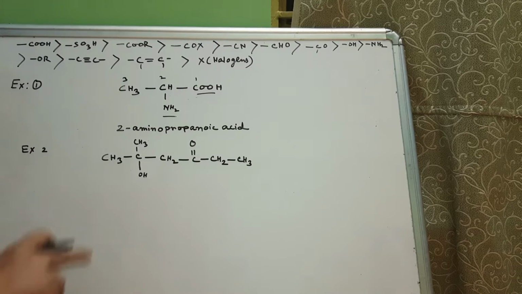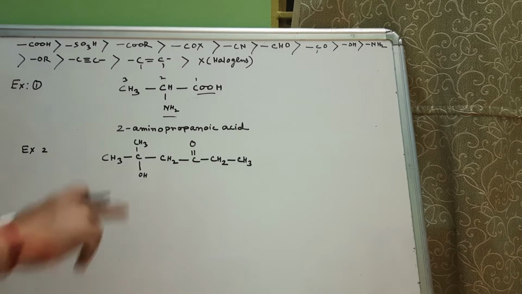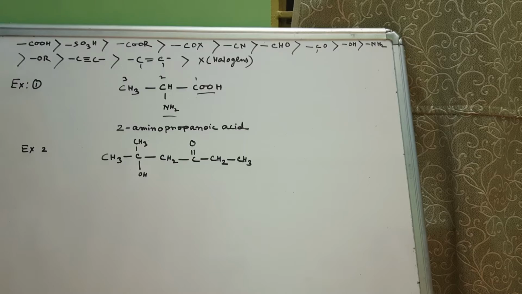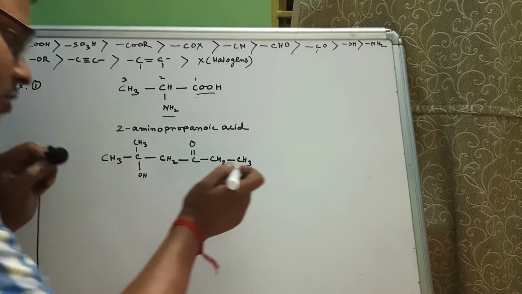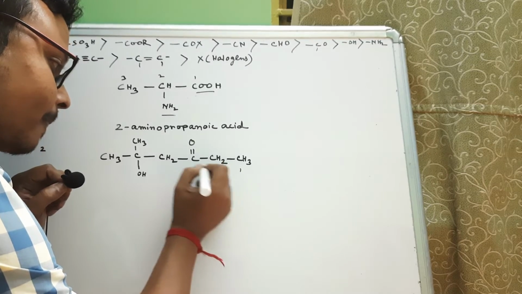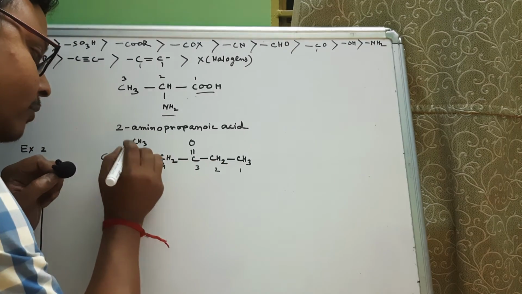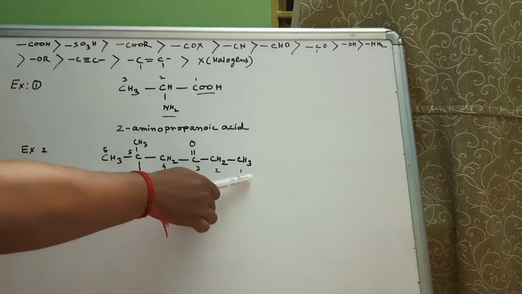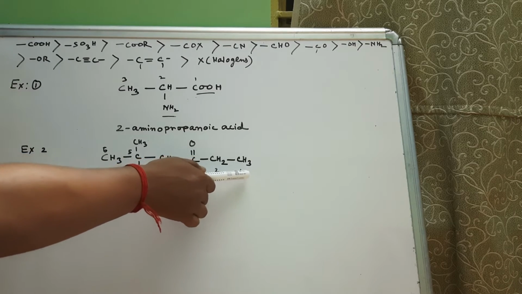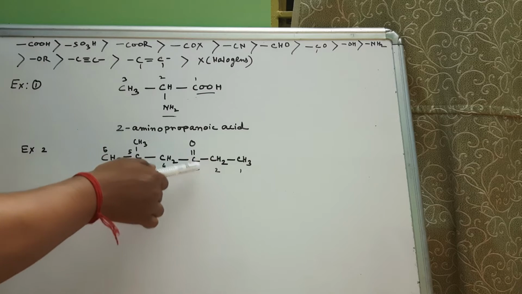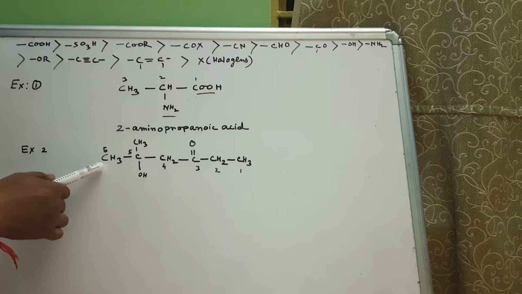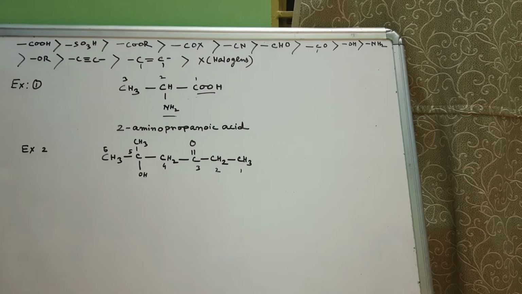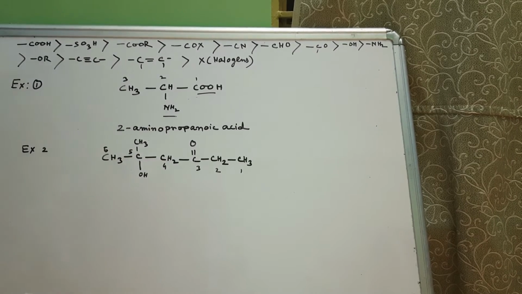Okay, and in that case OH will act as substituent, and when OH, like amino, acts as a substituent, it will be called hydroxy, not ol. So start numbering: 1, 2, 3, 4, 5, 6. Numbering will start from this side, because if numbering starts from this side, C double bond O will get number 3, and if numbering starts from the other side, 1, 2, 3, 4, C double bond O will get 4. So which one is smaller? 3. So numbering will start from this side.